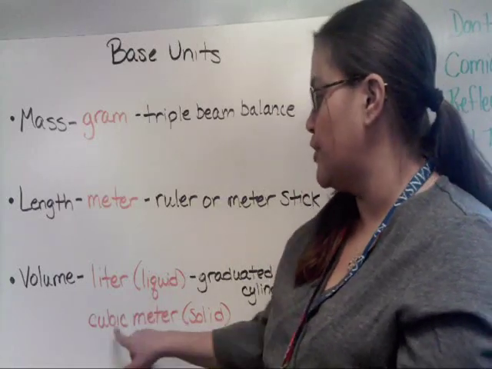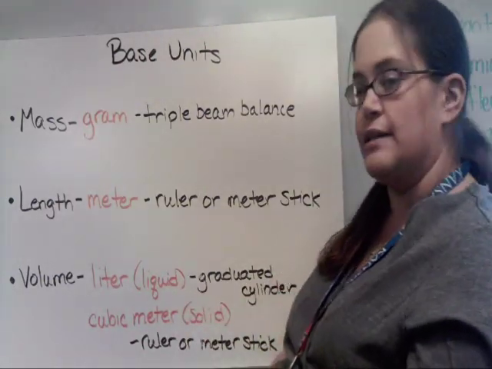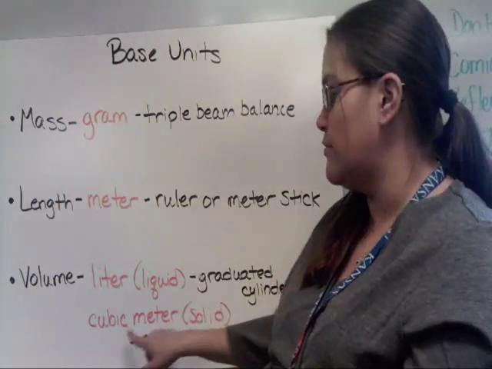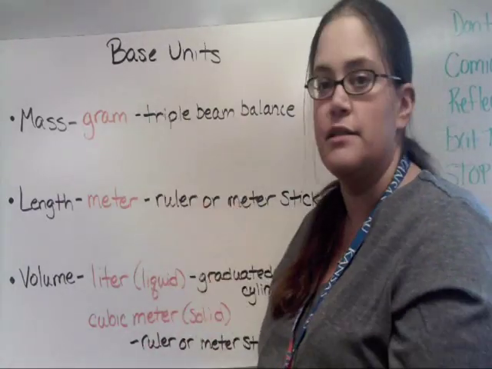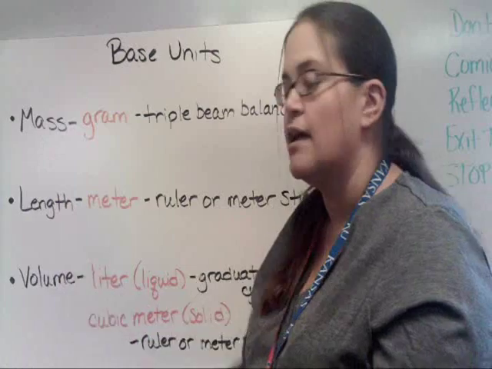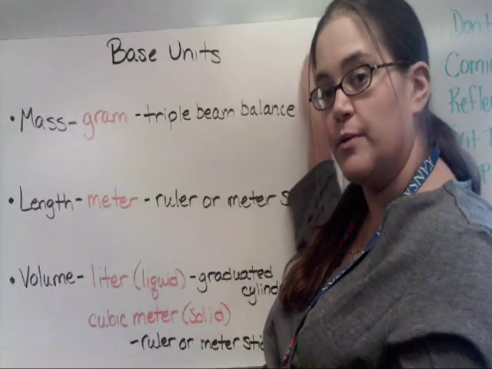And for solid volume, you use a cubic meter. Liquid volume, you measure with a graduated cylinder. And solid volume, you measure with a ruler or meter stick. So these three are the base units for each of these measurements. There are also measurements for force, weight, and temperature, but we'll talk about those later.